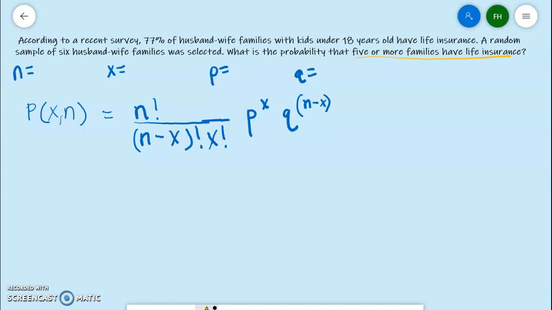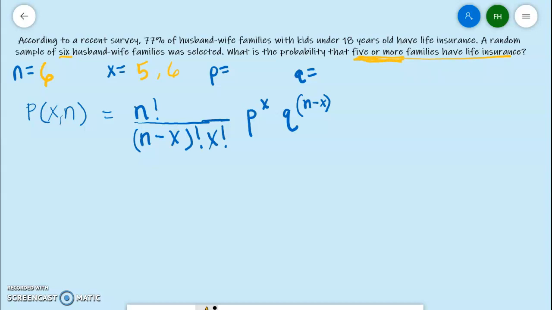So our sample is the 6 husband-wife families, and X is the probability that 5 or more families. 5 or more would be 5 or 6. So we have 2 values for X in this problem. So we're going to work this twice. First with X being 5, and then another time with X being 6. And remember, if it's "or," we're going to add those 2 probabilities together.